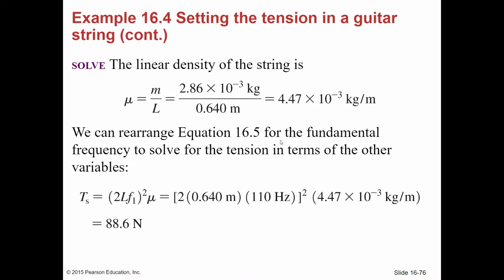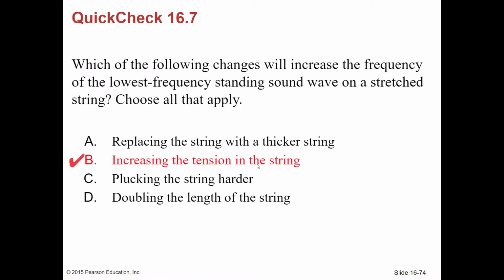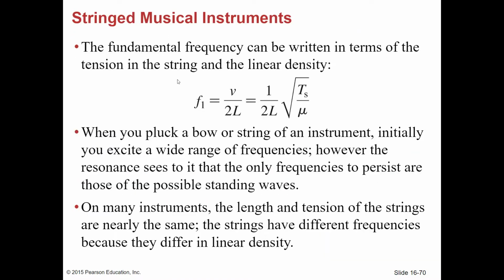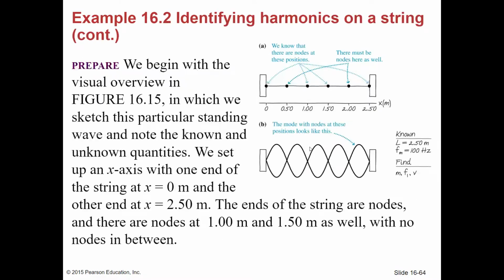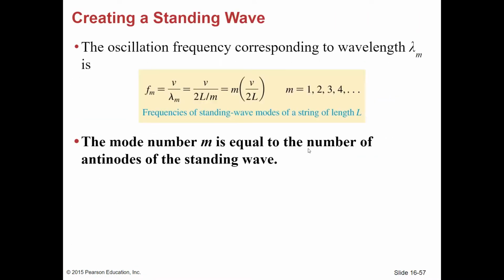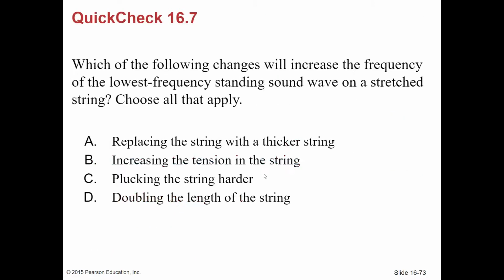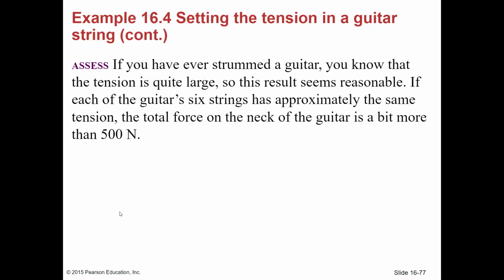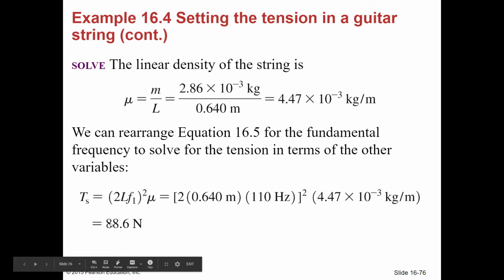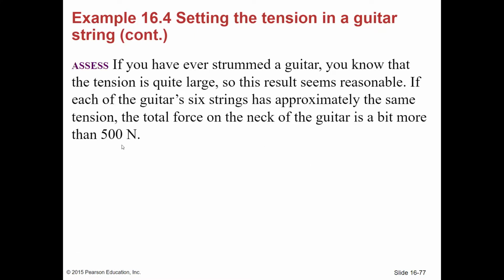We can rearrange equation 16.5 for the fundamental frequency to solve for the tension in terms of the other variables. So here it was squared before, there's linear density, there's L, there's f1. Once we plug all this stuff in, the answer is 88.6 newtons. So that means each string is about 88 newtons, so add all that up and it's a little bit more than 500 newtons.